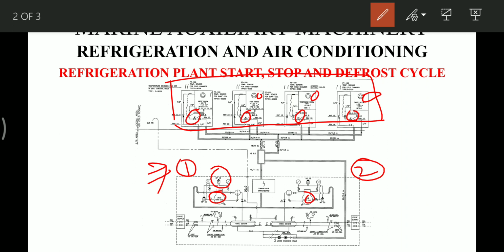The sequence starts with the compressor stopping and all the solenoid valves in the system getting closed. After that, the evaporator fans in the freezing room stop working, but the fans in the chilled room, that is the vegetable room or the dairy room, continue to circulate air over the cooler, and this way they keep the cooler surface free of ice. So only in the meat room and fish room the evaporator fan stops, and in the dairy room and the veg room the evaporator fans continue to run.